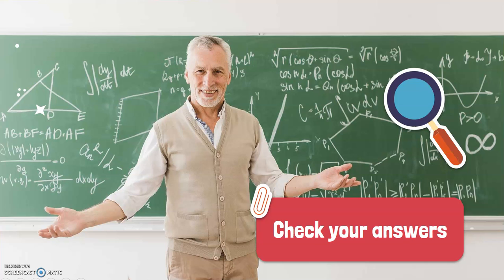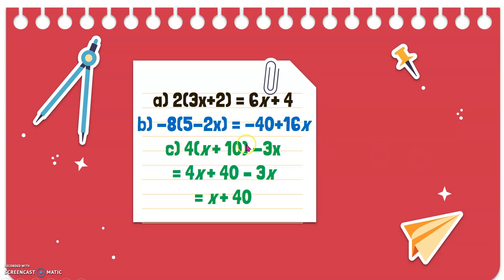Okay, so hopefully you have already done the work and you are going to check your answers now. So let's check the answers. For the first one, 2 bracket 3x plus 2, when you expand it out, you get 6x plus 4. The next one is using a negative number in front. So we have negative 8 bracket 5 minus 2x. So negative 8 times 5 will give you negative 40. Negative 8 times negative 2x will give you positive 16x.